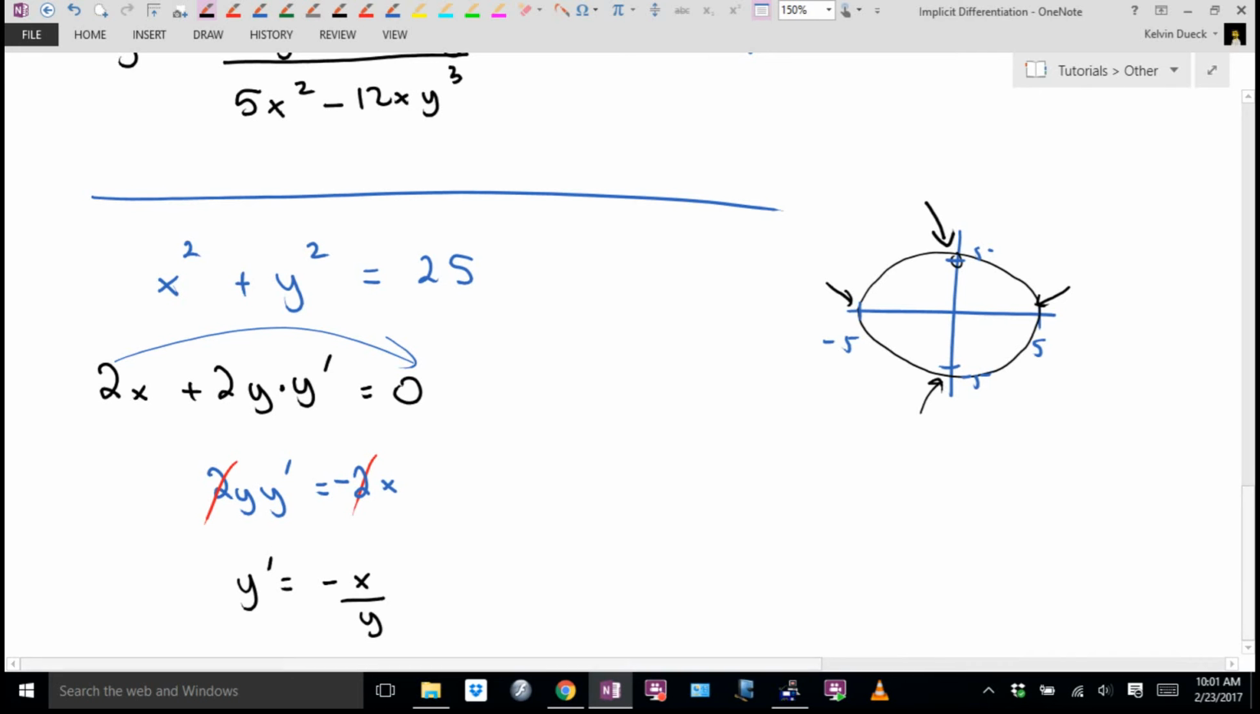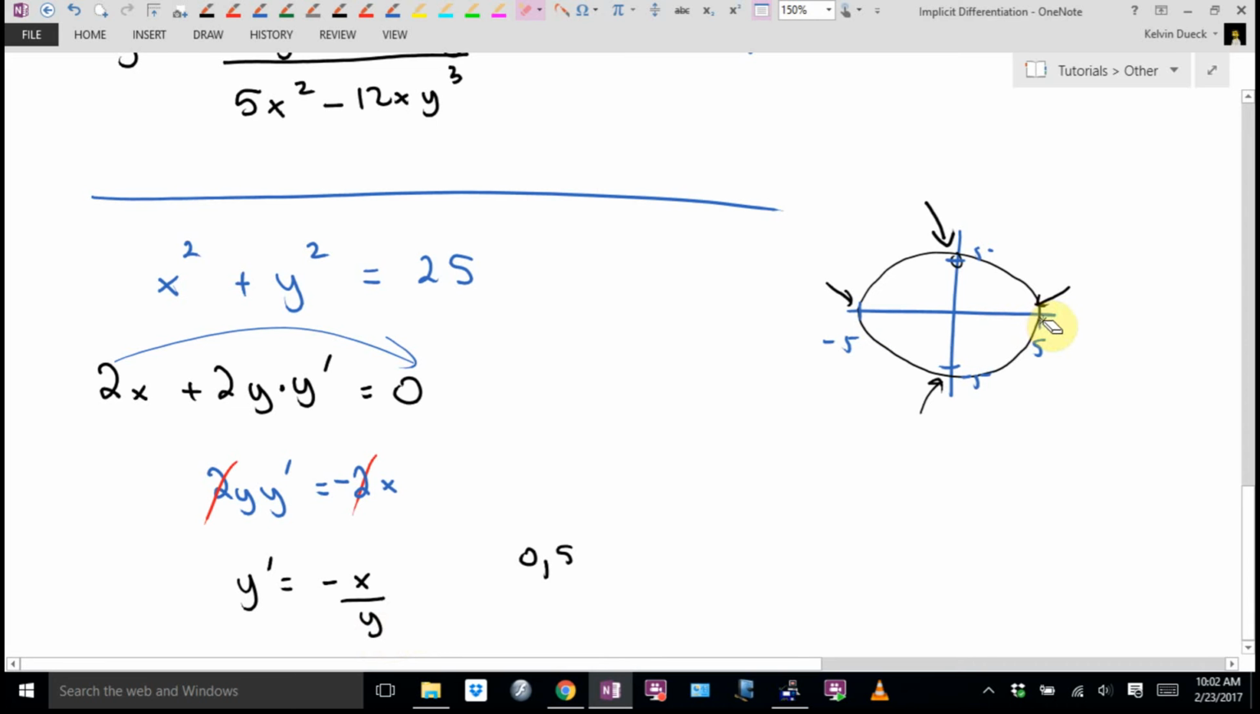At the top of the circle, what are the coordinates? 0, 5. If I plug in 0, 5, I said we should get 0 as a derivative. I get 0 divided by 5, which is 0. A 0 on the top of a fraction gives you 0. That also works.